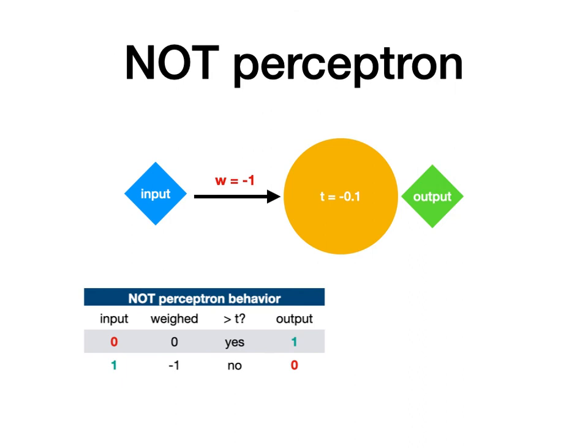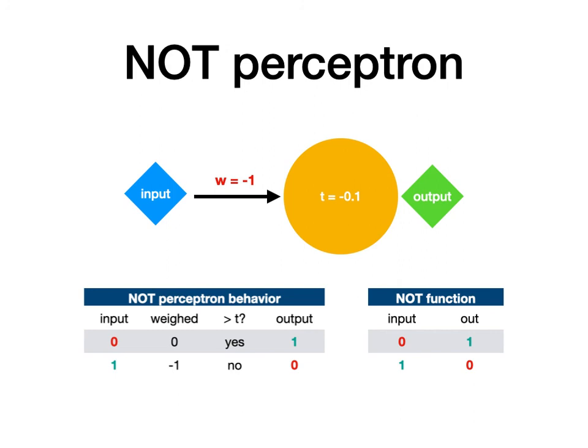So, a perceptron that is a not perceptron. Here's how it will be set up. First of all, for the not function, if the input is 0, the output should be 1. If the input is false, the output should be true. In the opposite case, if the input is true, the output should be false. How do we capture that in this perceptron world?